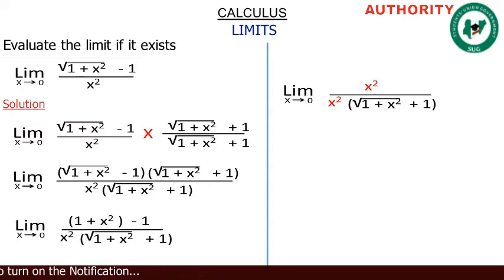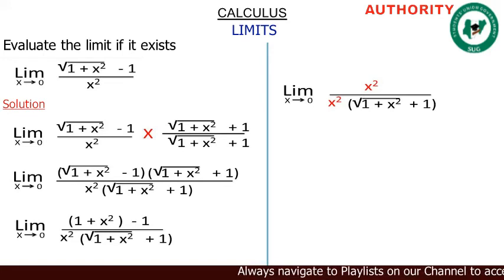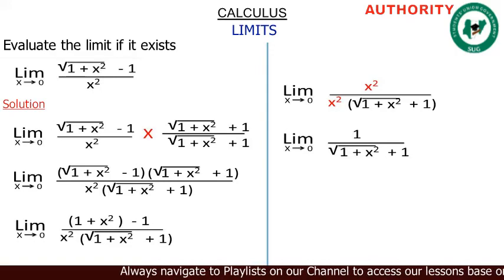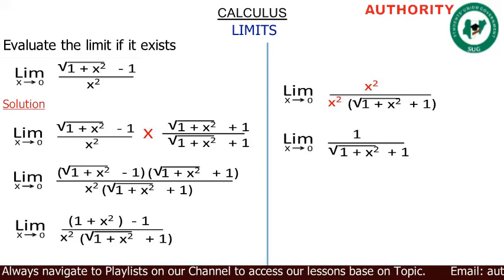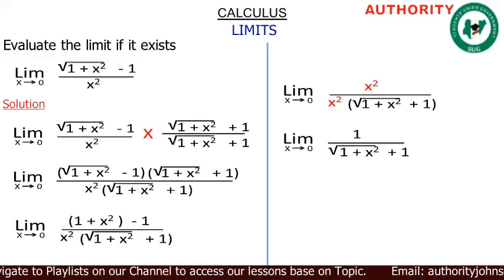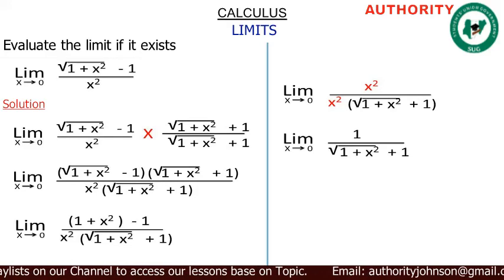Okay, good. Now let's see what we are going to do. We have x squared in the numerator, and we divide it by x squared. x squared divided by x squared gives us 1, so we have 1 in our numerator. Then in our denominator, we also have x squared, and x squared divided by x squared gives us 1. Then 1 multiplied by the other factor under the denominator, we are going to have square root of 1 plus x squared plus 1.